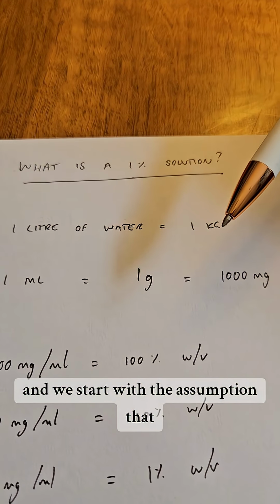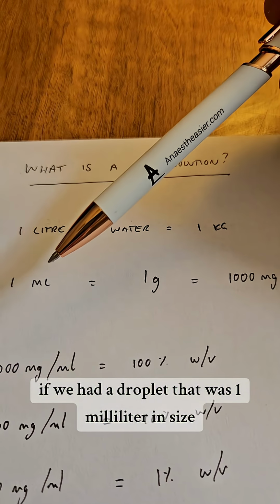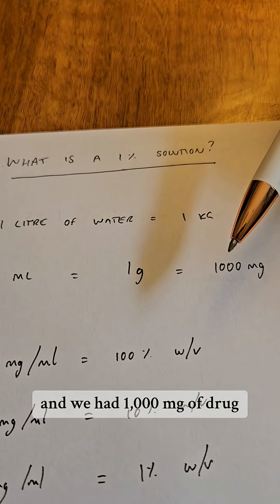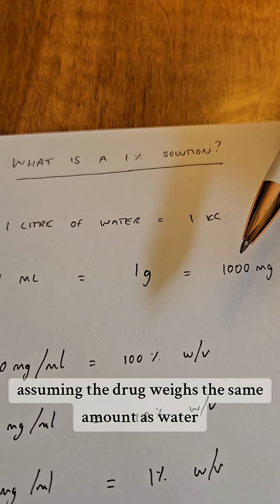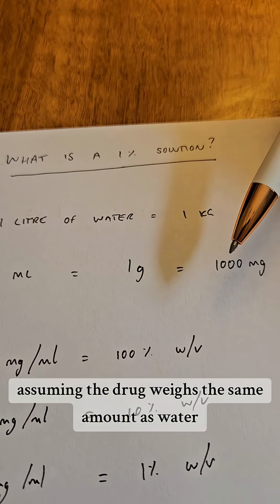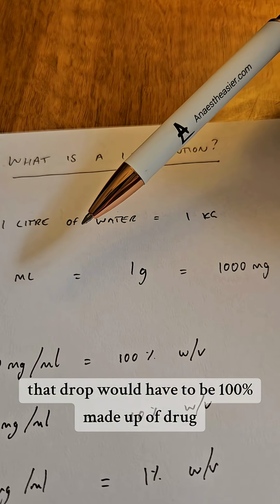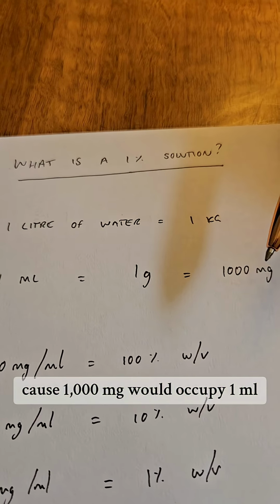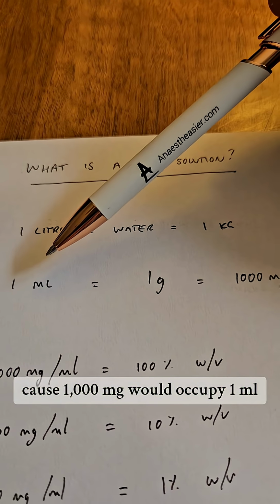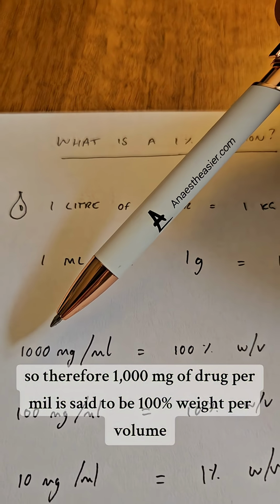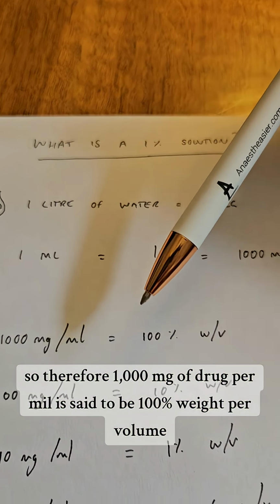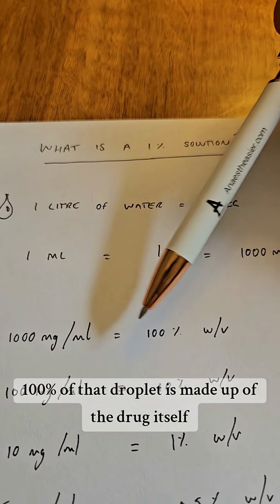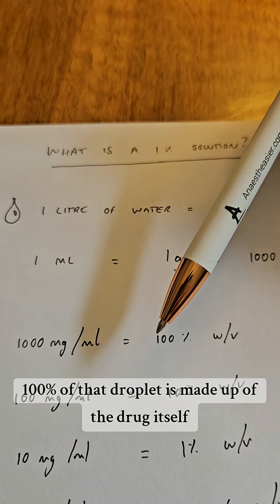And we start with the assumption that if we had a droplet that was 1 milliliter in size and we had 1,000 milligrams of drug, assuming the drug weighs the same amount as water, that drop would have to be 100% made up of drug, because 1,000 milligrams would occupy 1 mil. So therefore, 1,000 milligrams of drug per mil is said to be 100% weight per volume. 100% of that droplet is made up of the drug itself.